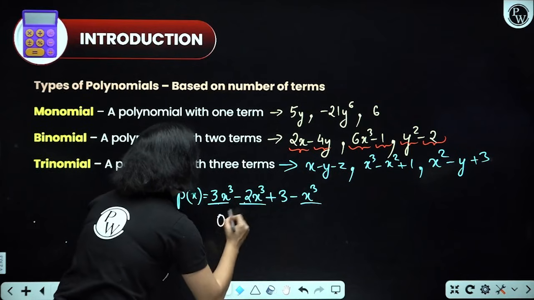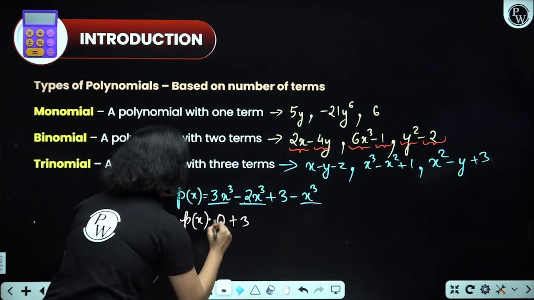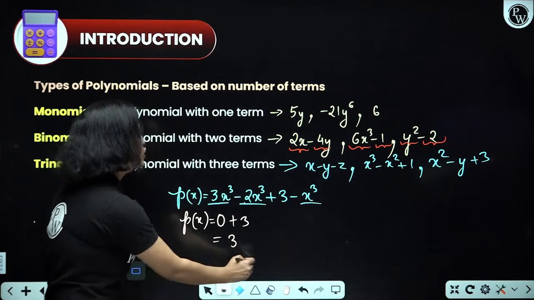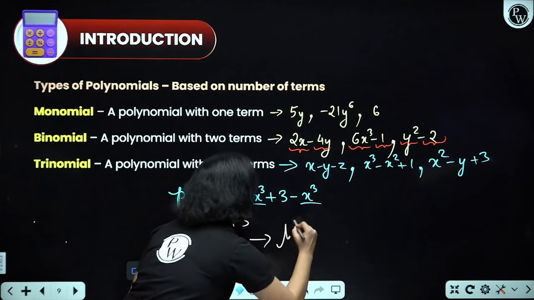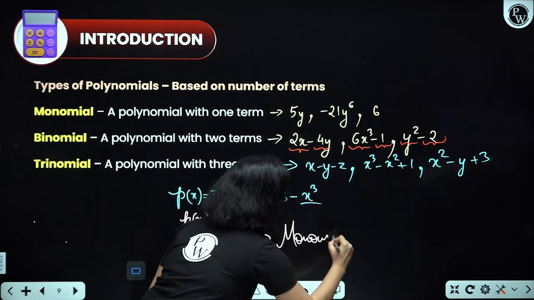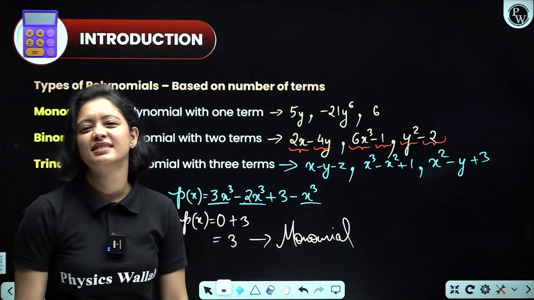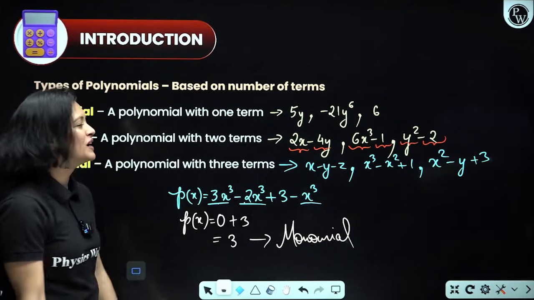So 0 plus 3. Px is equal to 0 plus 3, which is 3. So ultimately, this polynomial that I have given here is a monomial. It's a monomial. Understood? Evaluate like terms together. Convert it into standard form and then answer. So yes, I hope you understood this.